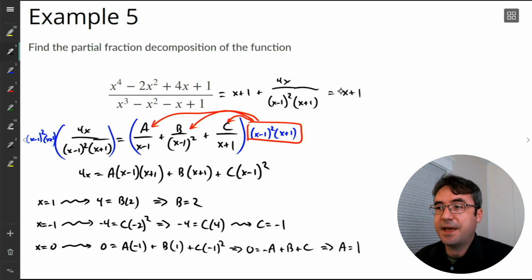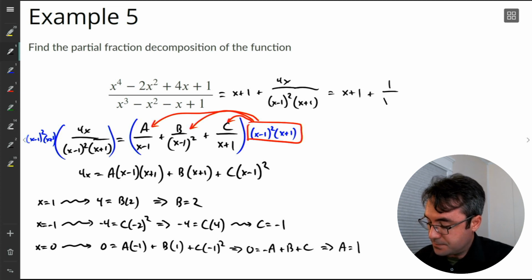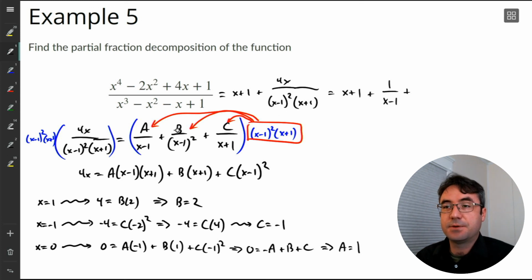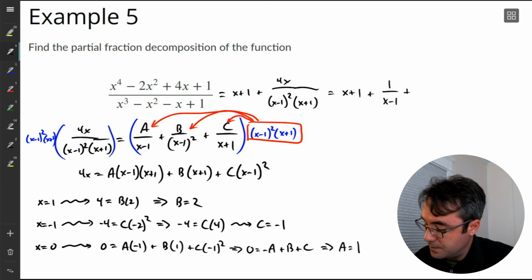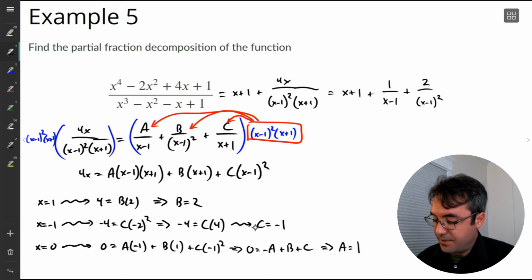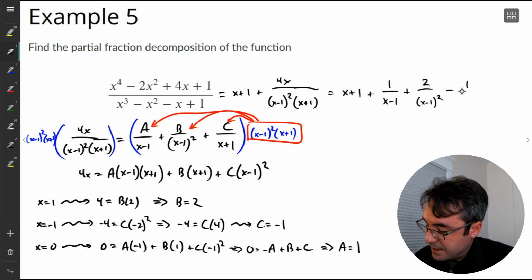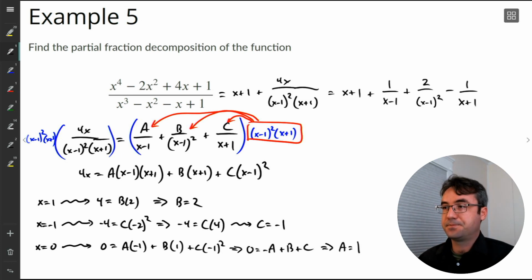So we're still going to have that x plus 1 in front, and then we're going to have a, which was 1, so 1 over x minus 1, plus, what was the second one? B over x minus 1 squared. So we know what b is. It's 2. So we're going to have 2 over x minus 1 squared. And then finally, our c value was negative 1. So we're going to end up with c over x plus 1. It's probably helpful to just write that as subtraction. And so there is our nice decomposition.